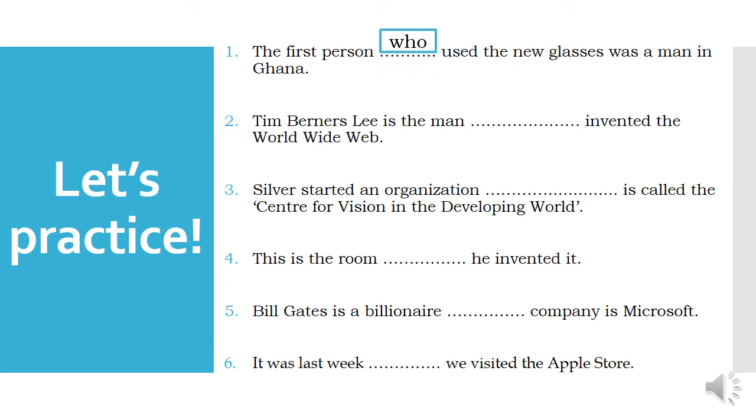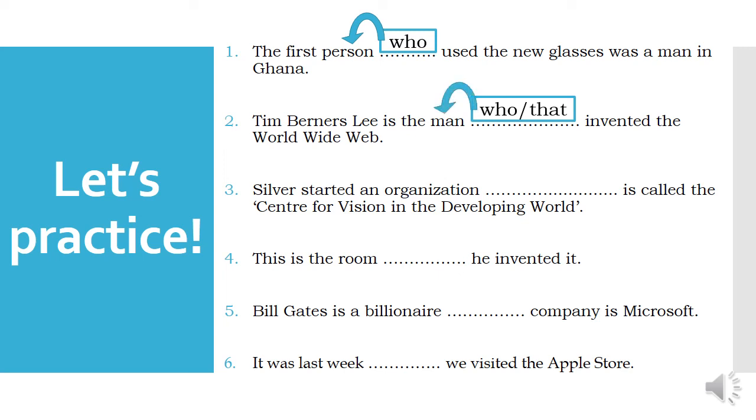The next sentence. Tim Berners-Lee is the man blah blah blah invented the World Wide Web. We need a connector to explain the word the man. Man is person. Let's see what comes after the connector. Invented. Invented is also a verb, so we use connector who. Or that is also possible because that can be used for person or thing.